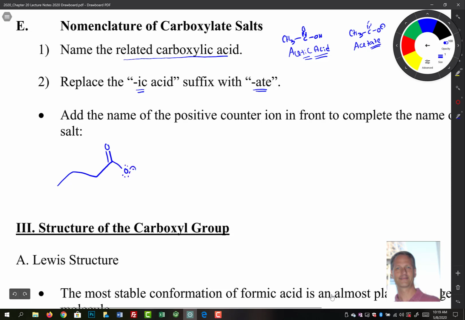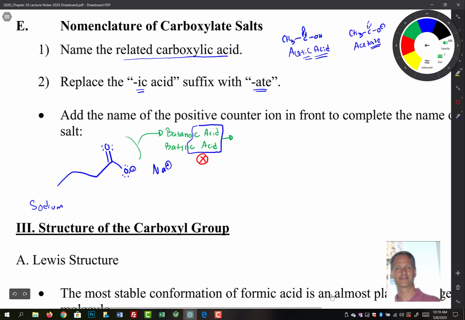this. And then Na+. So first part's easy, right? Sodium. And then this has a couple different names. So it's butanoic acid, or also butyric acid. So then what we're going to do is get rid of the ic part here and the acid part. So that part we toss to the curb. And then we replace that with ate.